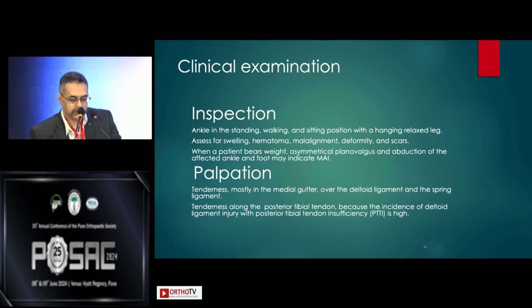On inspection, we look for any swelling, hematomas, malalignment, deformity, and scars. Also look for asymmetrical planovalgus and abduction of the affected ankle and foot. You palpate for tenderness in the medial gutter, the deltoid ligament and the spring ligament. Also look for tenderness on the posterior tibial tendon.